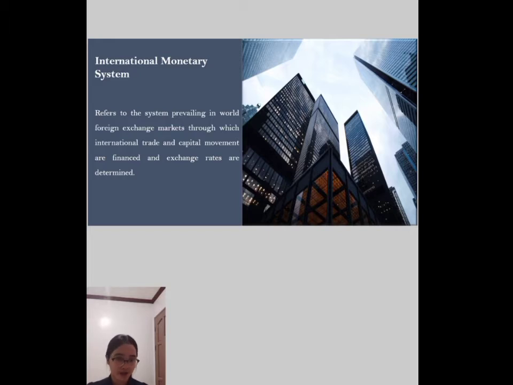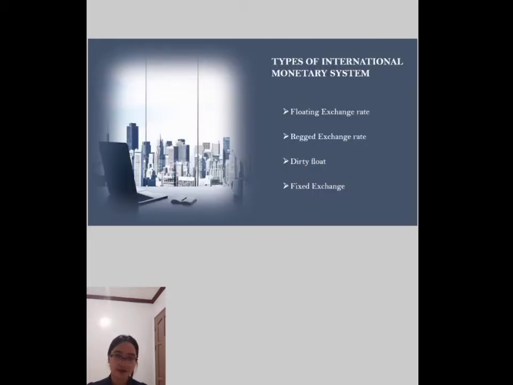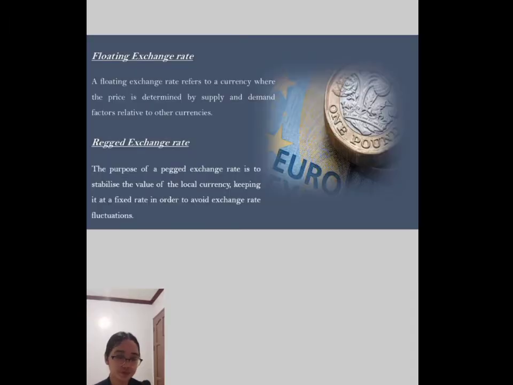So we have the types of international monetary system. First is the floating exchange rate. Second one is the peg exchange rate. The third one is the dirty float. And the last one is the fixed exchange. So what is a floating exchange rate? A floating exchange rate refers to a currency where the price is determined by the supply and demand factors relative to other currencies.